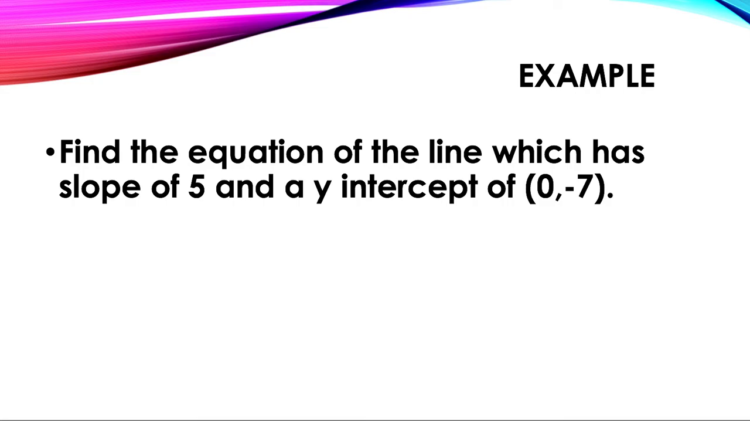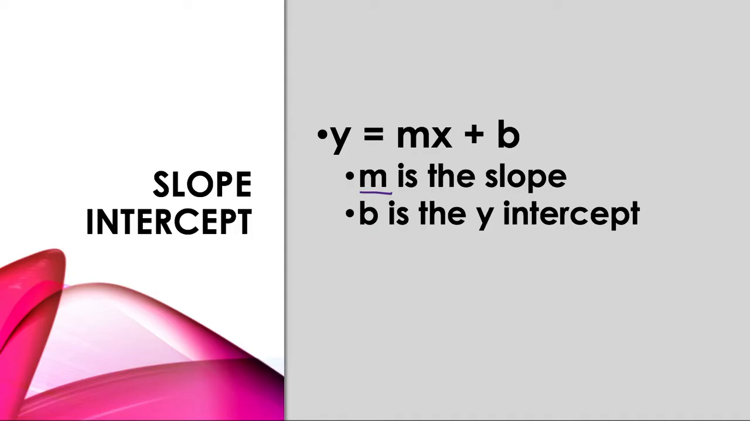Our first example says to find the equation of the line which has a slope of 5. So I'm going to go ahead and make a note that my slope is 5. And I have a y-intercept of (0, -7). Note that we are given the y-intercept and we're given the slope. And so therefore it would make sense for us to be using slope-intercept form. We have the slope and we have the y-intercept.